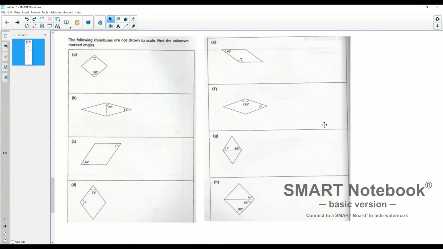So here are 8 questions. You can send them in batches of 4 or in the entire batch of 8. That is up to you. Remember, we have a new trick now. Consecutive angles are 180, opposite angles are equal, and diagonals cut the angles in half.